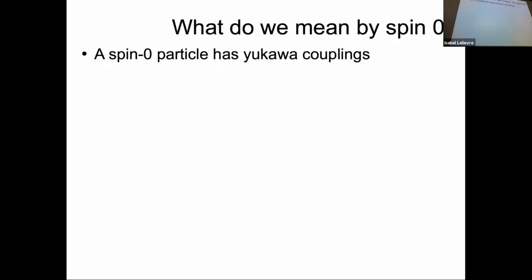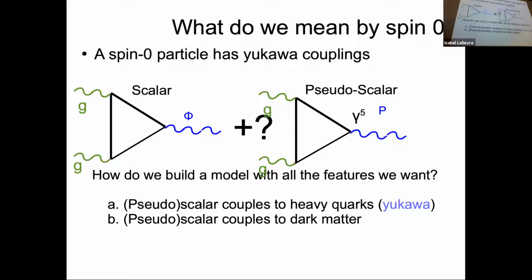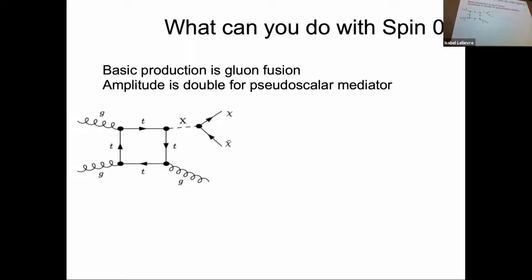Now I can do the same exercise with spin 0. A spin 0 particle has Yukawa couplings. So for the standard production, we produce it through a top loop. And again, you can make it a pseudoscalar. A lot of people like to call these ALPs, axion-like particles, so a pure CP-odd scalar. And again, you can start playing games with the final states, and they're going to be different.